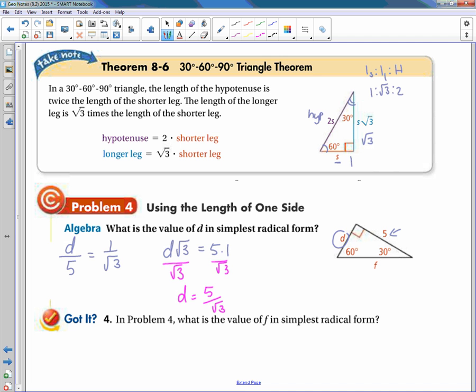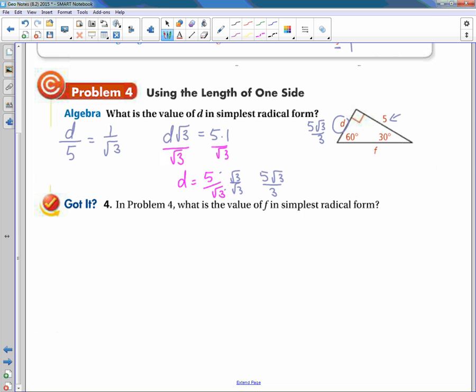Of course, we'll have to rationalize that, and if we do that, we'll get 5 times the square root of 3 over 3. So D will be 5 times the square root of 3 over 3. In our next question, though, it asks us to find f, which is the hypotenuse.